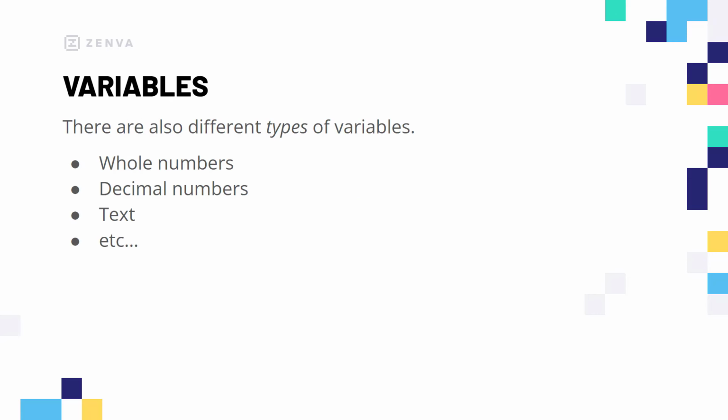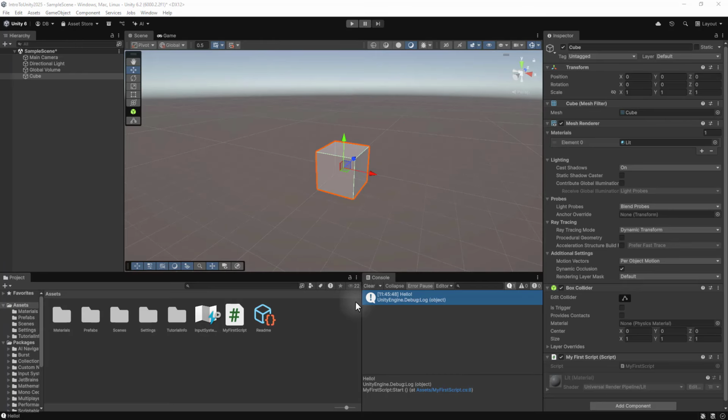Now, with variables, there are many different types that we can create. We can create variables that are whole numbers, decimal numbers, text, etc. There are a large number of different variable types, but for now, let's jump into Unity and look at creating our first variable. So in the previous lesson, we looked at creating our script. So what we're going to do now is open up that script.